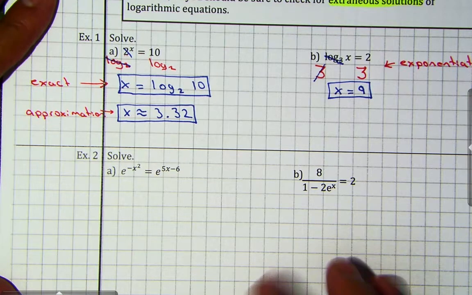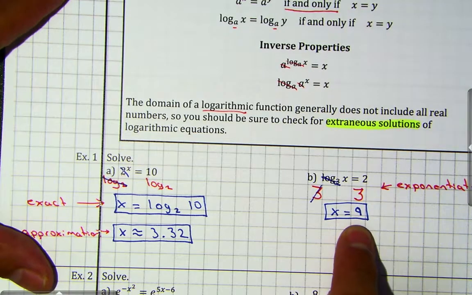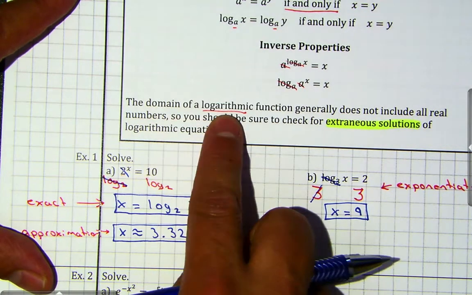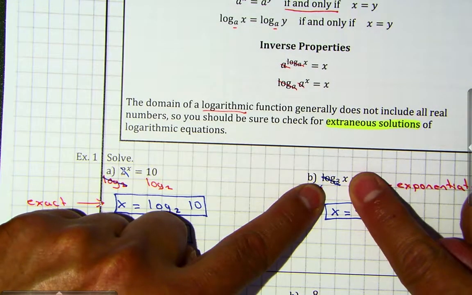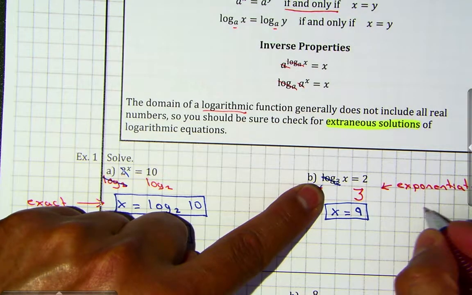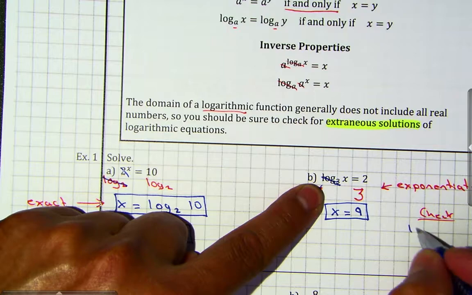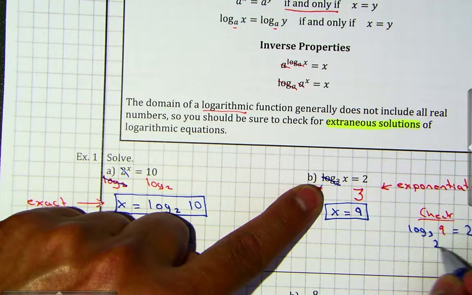Now, for this one, this is a log, so therefore, I do need to check for extraneous solutions. The only thing that we are concerned with in logs is the domain of the logarithm function. So I need to be able to take the log. I can go through the whole process and check if I need to. So let me plug in a 9. Log base 3 of 9 equals 2. Yes, 2 equals 2. Right? 3 to the second power is 9.